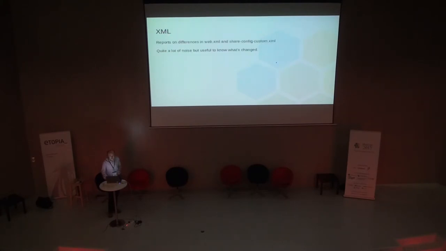So another thing it checks is XML. Some of you might know me from my work on the CAS single sign-on. Part of that, I really want to know if the web XML has changed, because that can have extra endpoints in. So it just reports on the differences with web.xml, and the same for the share config custom. You may not need to change anything, but it's just useful to know what's changed between versions, and this is a handy way of showing it.